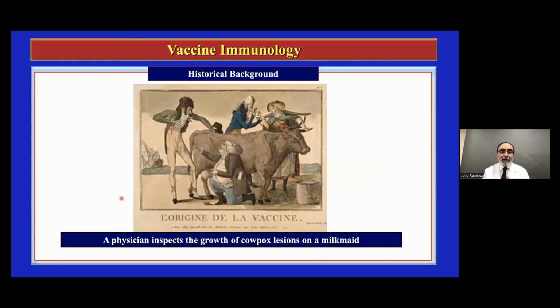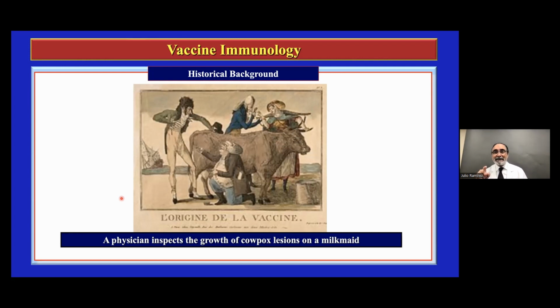This is a picture from France, a physician inspecting the cowpox lesion of the milkmaid, because the idea is that you needed the milkmaid with the spots to be able to do the vaccination. If you didn't have any person with cowpox, you didn't have vaccine. There was no refrigerator, and nothing to keep this. You needed to have the real person to be able to inoculate.